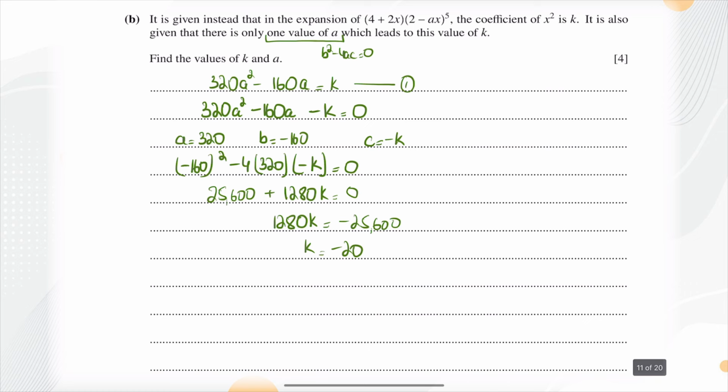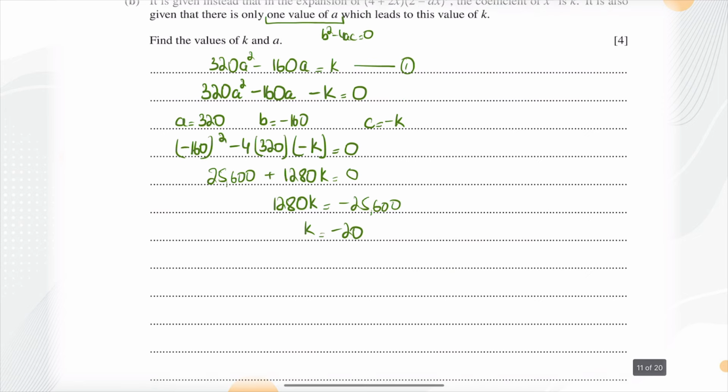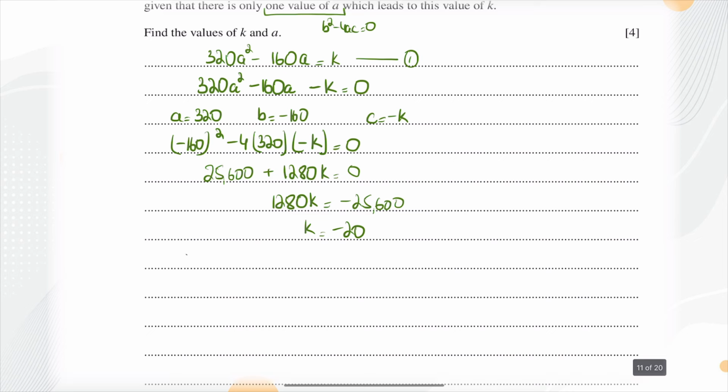We still have to find out the value of a. So how do you suggest I find out the value of a? Now that we have the value of k, how do I find out the value of a? Quadratic equation. Yeah, so I plug this value of k back into the equation, k equals to minus 20: 320a square minus 160a plus 20 equals to 0.